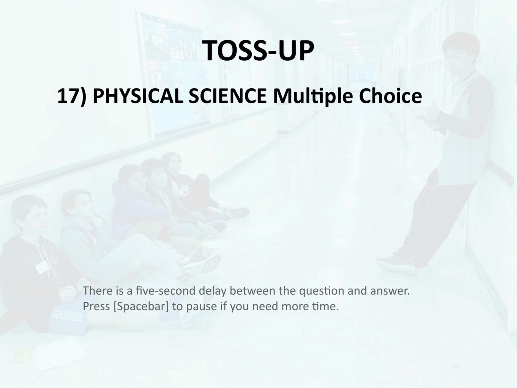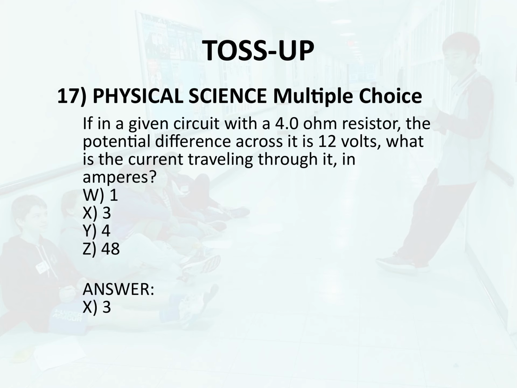Toss-up 17. Physical science. Multiple choice. If in a given circuit with a 4.0 ohm resistor, the potential difference across it is 12 volts, what is the current traveling through it, in amperes? W. 1, X. 3, Y. 4, Z. 48. Answer: X. 3.